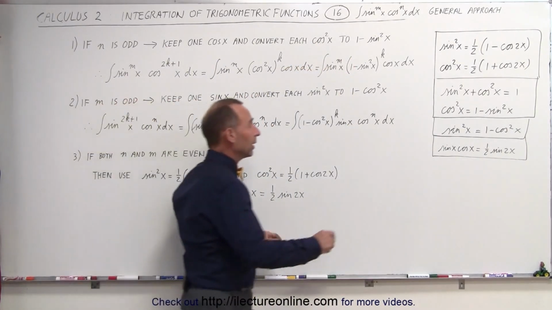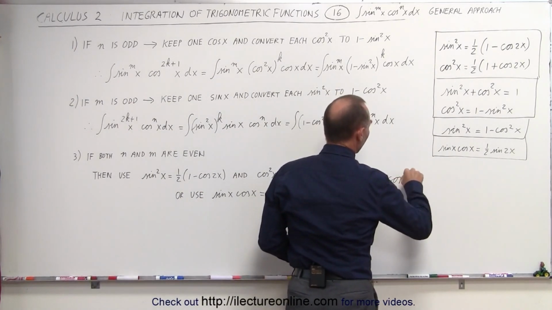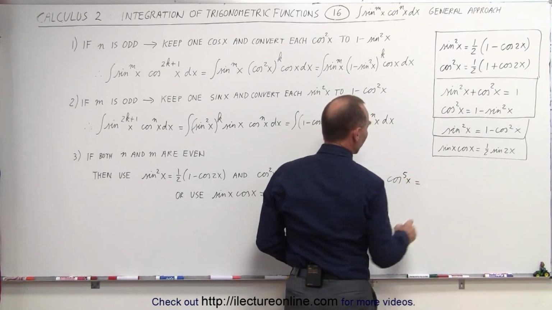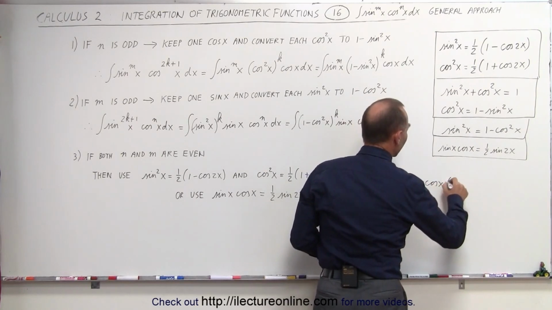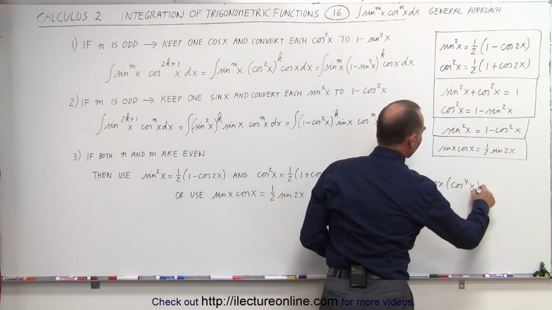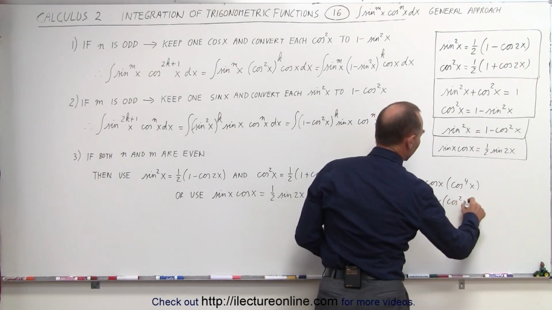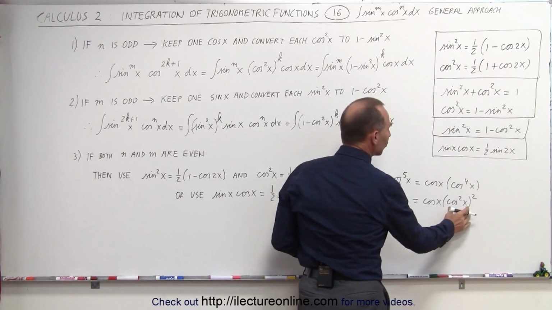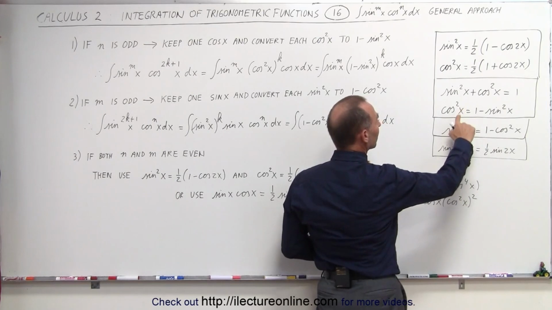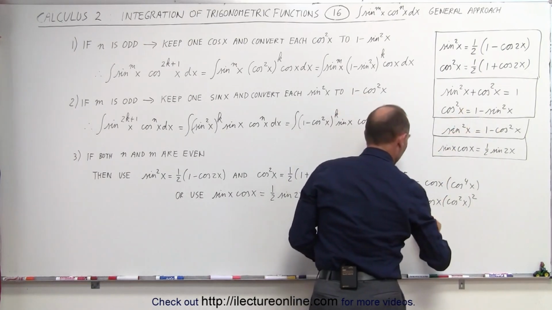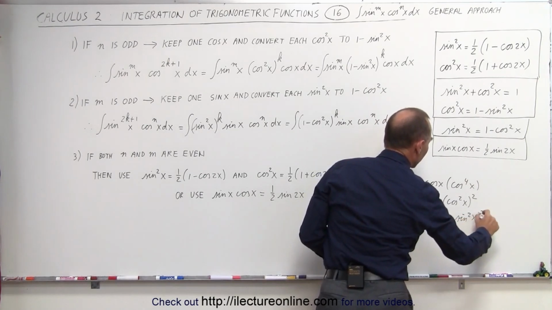So for example, let me write it down. If you have the cosine to the 5th power of x, it is equal to the cosine of x times the cosine to the 4th power of x, which can then be written as the cosine of x times the cosine squared of x, quantity squared, and then you take each cosine squared of x and write it as 1 minus the sine square of x. So this becomes the cosine of x times 1 minus the sine square of x, quantity squared.